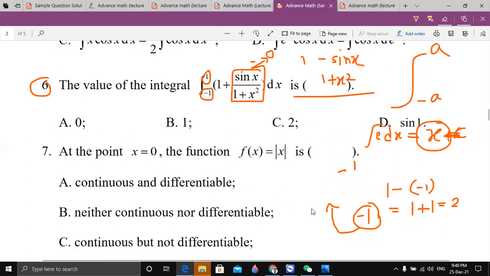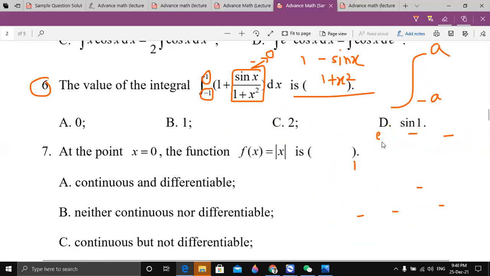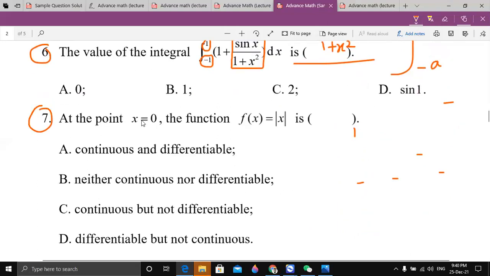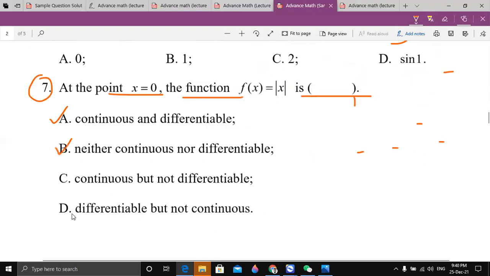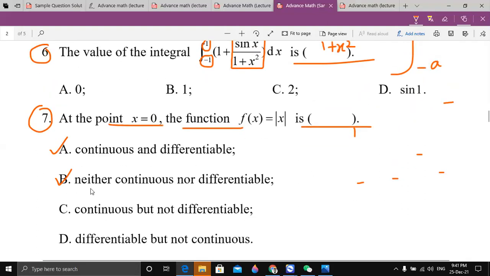And number 7. At the point x equal to 0, the function f of x equal to modulus x is: continuous and differentiable, neither continuous nor differentiable, continuous but not differentiable, or differentiable but not continuous? If the left hand limit is equal to the right hand limit, is equal to our function value, then this function is continuous.